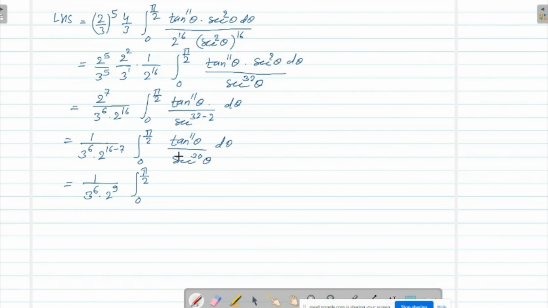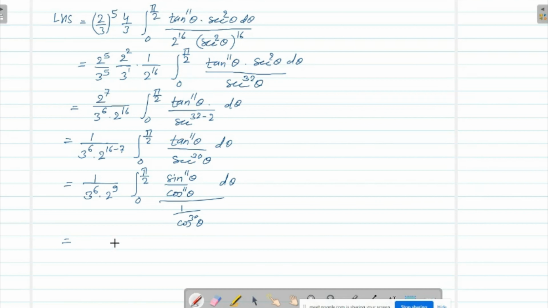Now break this. We can write 10 as sine raised to 11 theta by cos raised to 11 theta into 1 upon sec raised to 30 theta. Just wait, it is getting confusing. Okay, so this can be written as 1 upon cos 30 theta, which will go up now. And d theta.